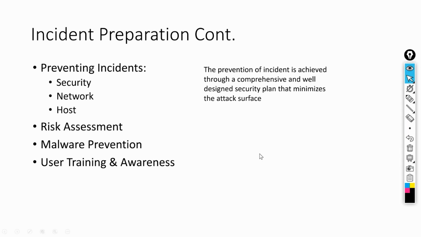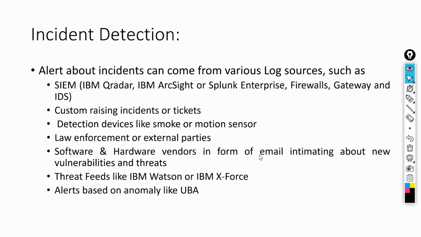Now when we are talking about incident detection, once you have created the policy, the next step is incident detection. It alerts about the incidents which can come from various log sources, such as your SIEM. It can be IBM QRadar, ArcSight, Splunk Enterprise, firewalls, gateways, and IDS.